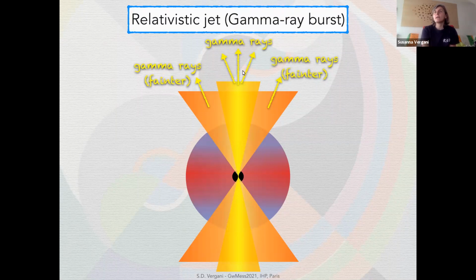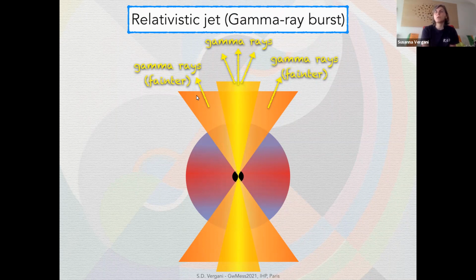And then we also have a fainter gamma ray emission that can be seen off axis, which can be due either to the lateral structures of the main jet here, or to some interaction of the cocoon, which is produced during the jet emission, with the surrounding medium.